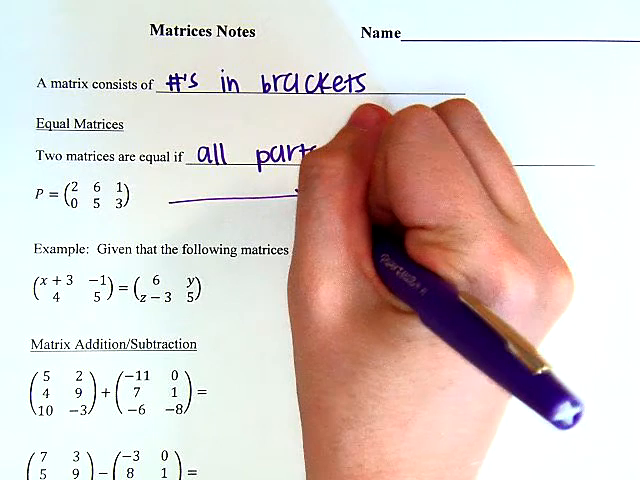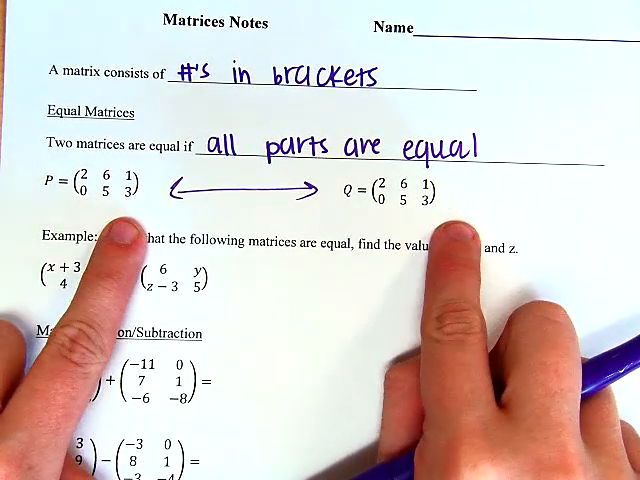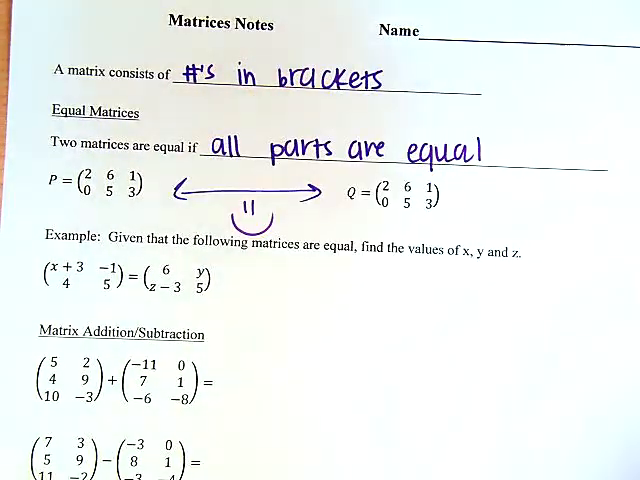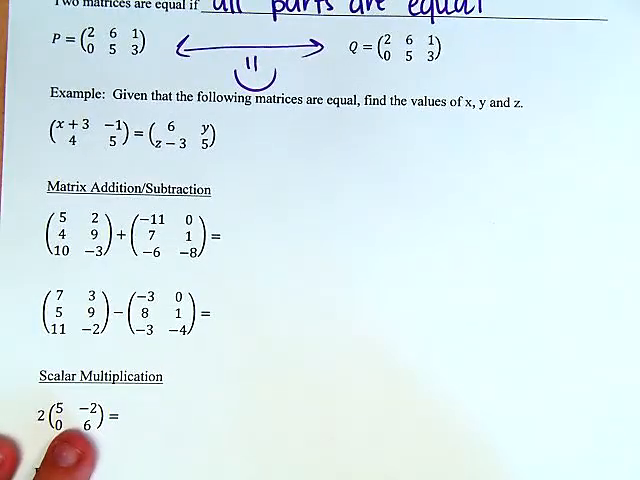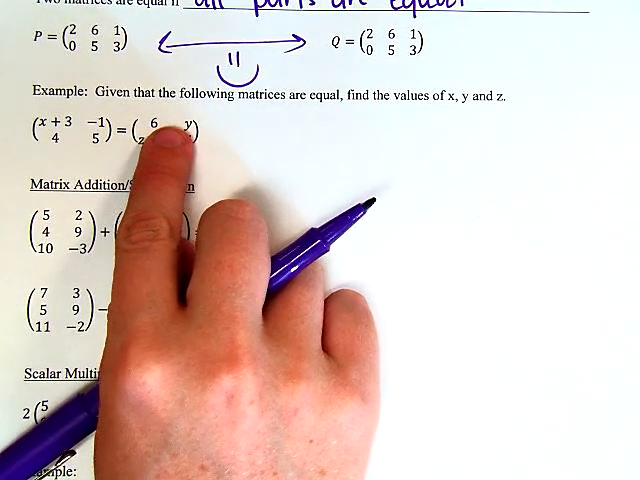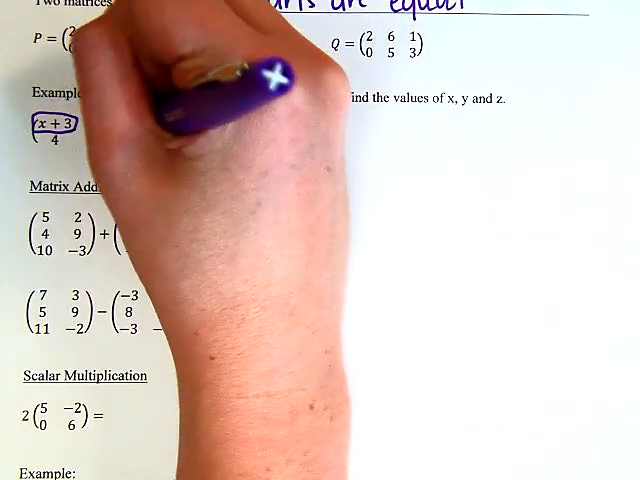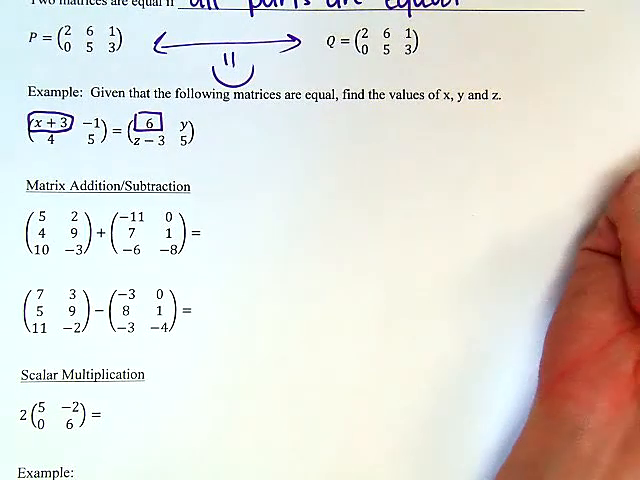So if you look at these two, it starts with 2, 6, 1, 0, 5, 3. So it looks good. It looks like they're equal. So down here, it tells me that these two are equal, and I want to solve for x, y, and z. So if these two are equal, that means this part is equal to this part. The corresponding parts are equal.